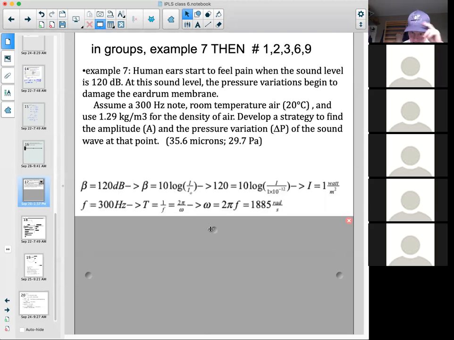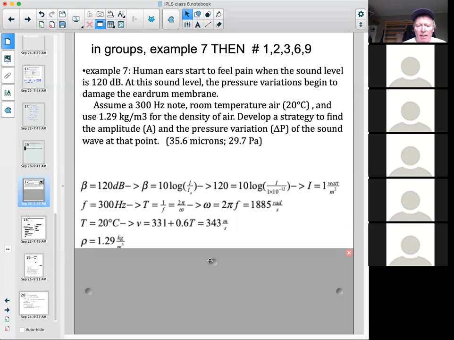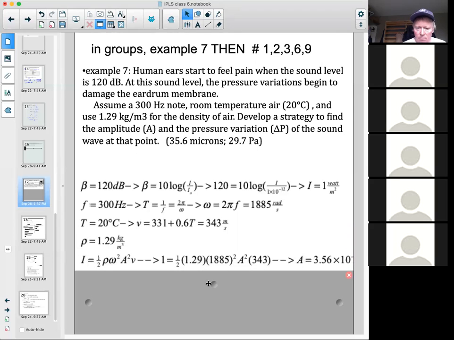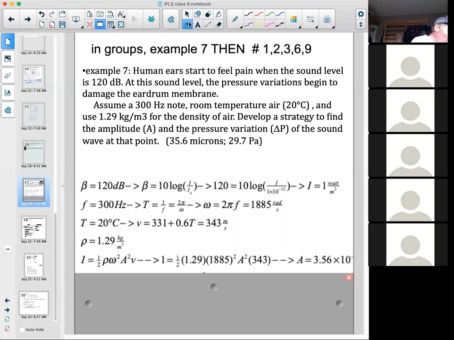Another thing you're going to need to do, because for the intensity equation, you need to know omega. So you'll have to convert frequency to omega, and you'll have to find the sound speed. Then, to find the amplitude of our molecular motion, A, notice in the intensity equation we've got A. So if we can substitute in for intensity, density, omega, and speed, then we can solve for A. So that's our strategy.